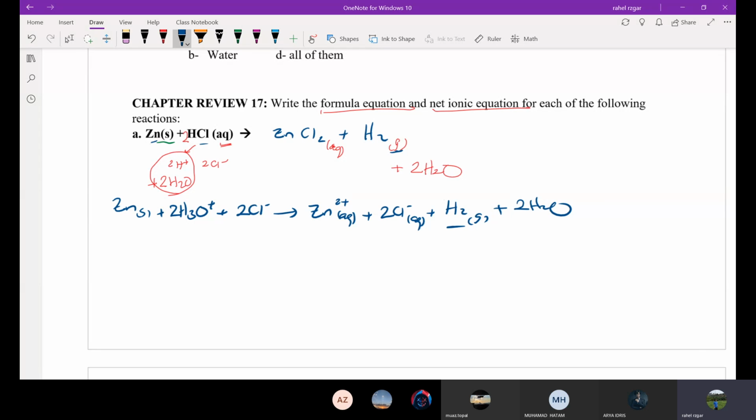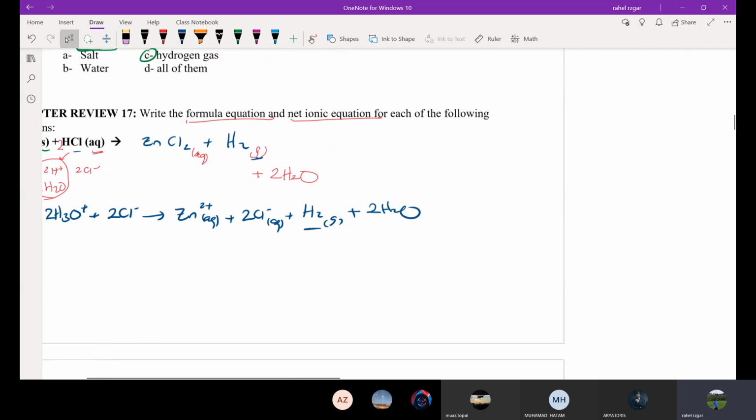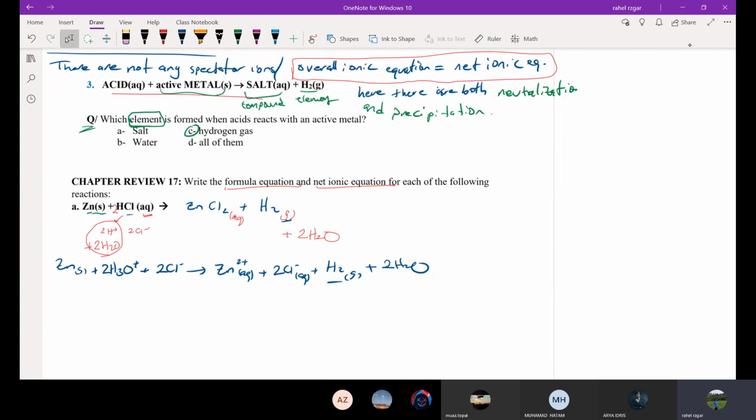These are the diatomic elements. H2, N2, O2, Br2. These exist in nature as diatomic elements.